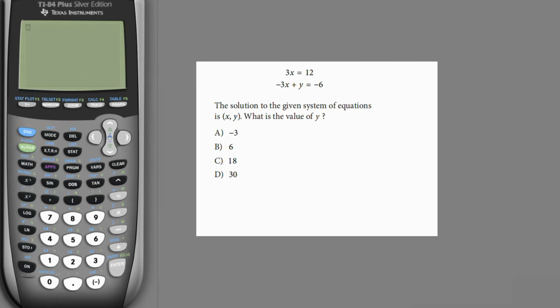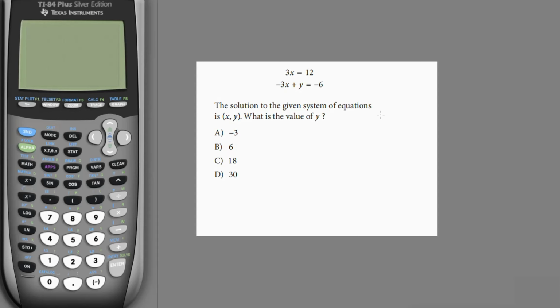In this video, we are going to learn how to solve this math question easily and fast. Alright, so let's get the question together and solve it. The question says this is systems of equations. Basically, it says the solution to the given system of equations is (x, y). What's the value of y?